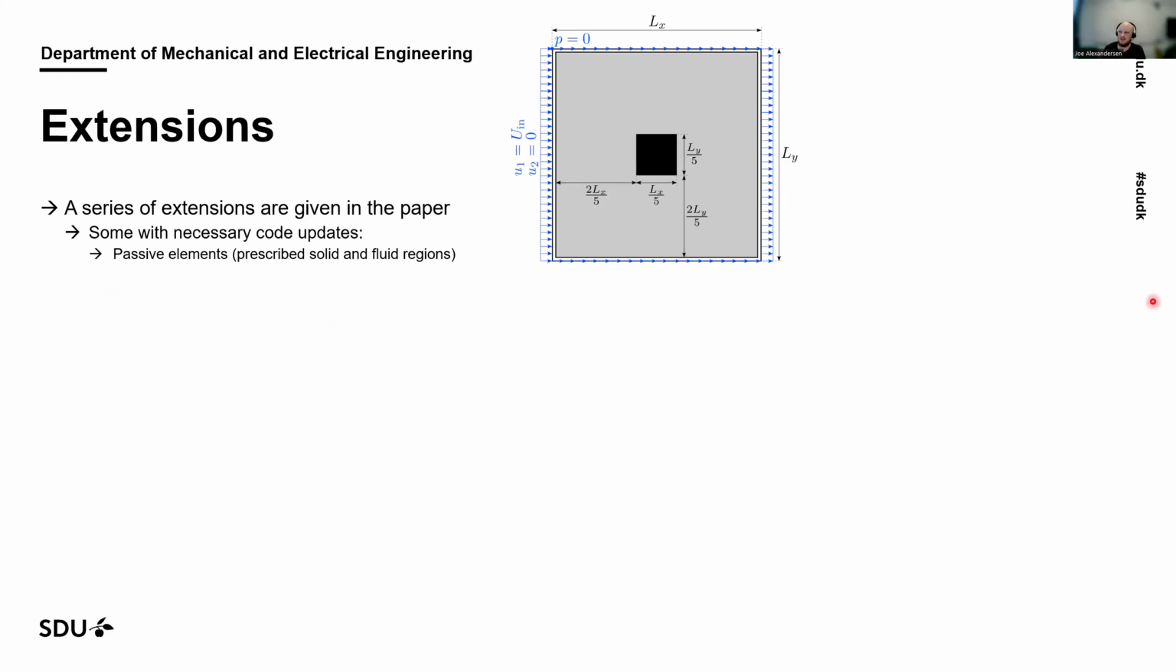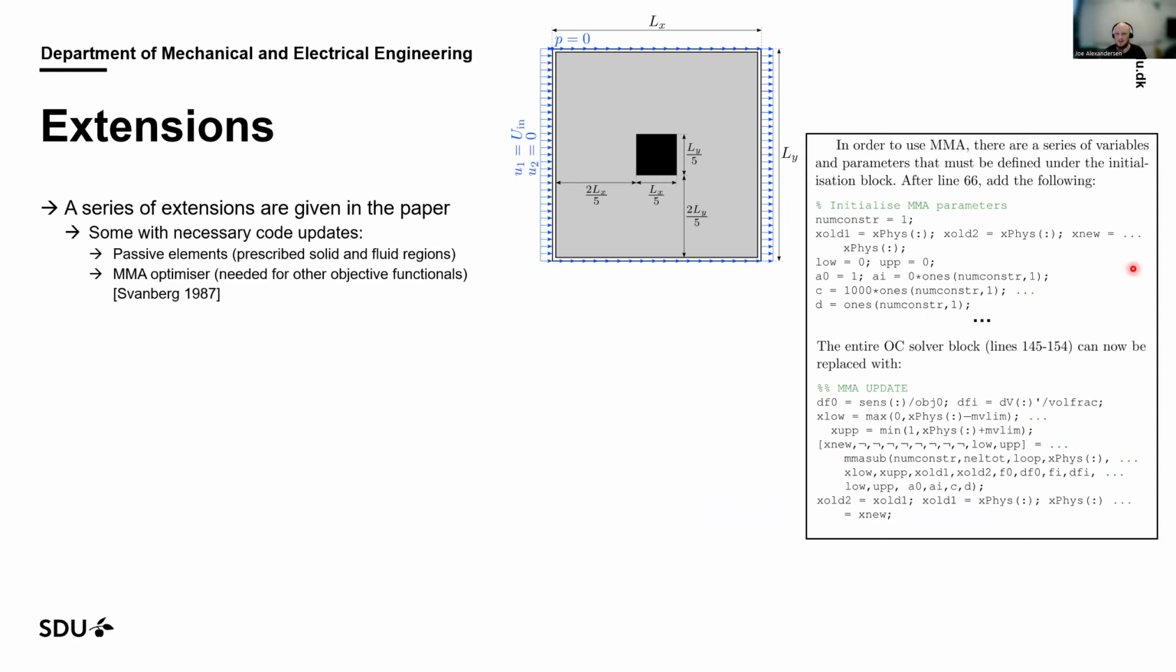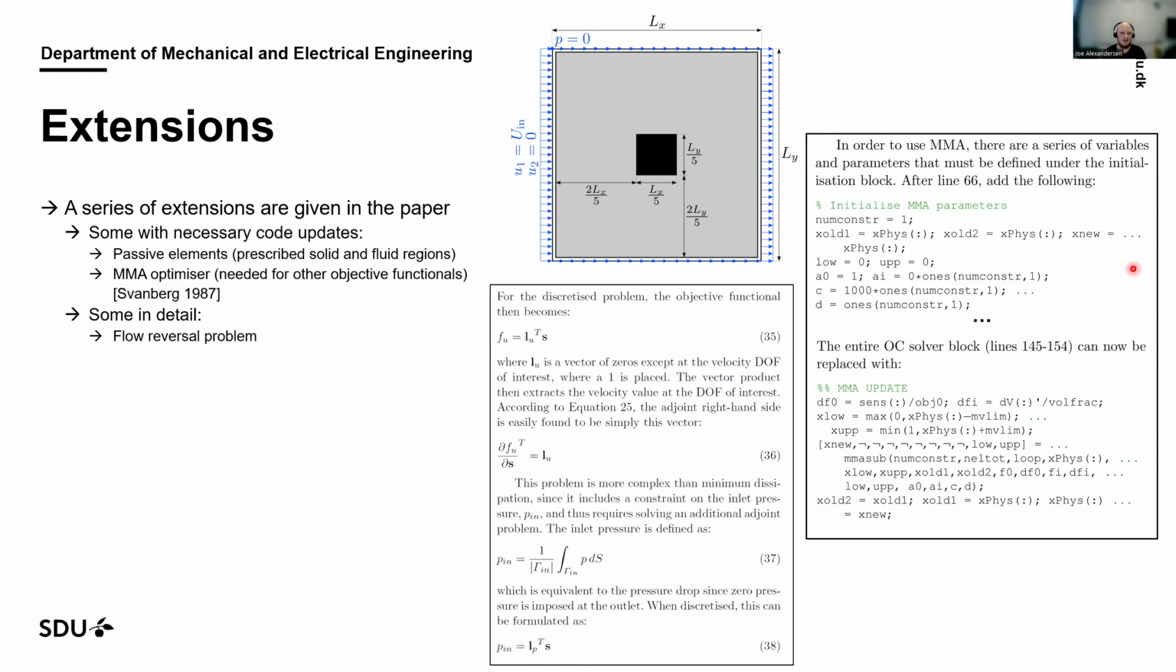There are given a series of extensions, or you could say exercises, in the paper. So the first one is sort of introducing passive elements, which is quite normal. We're used to doing that in solid mechanics as well. So here the necessary code updates are given. Then how to implement the MMA optimizer, which we need for more complicated problems.